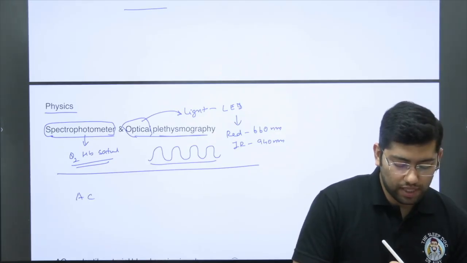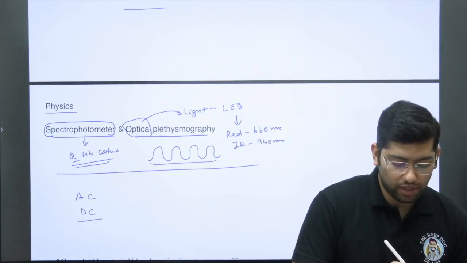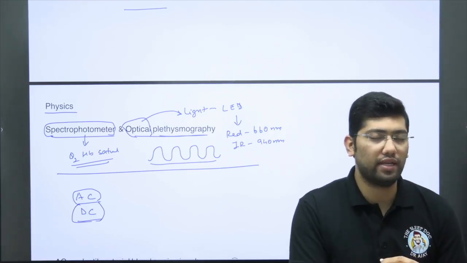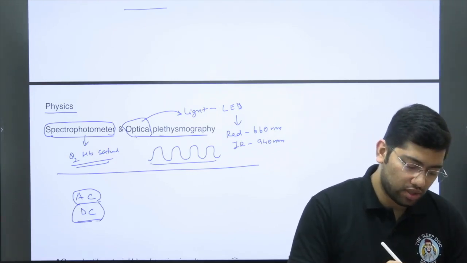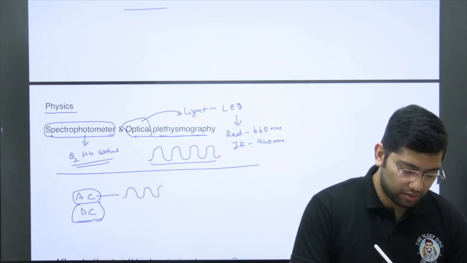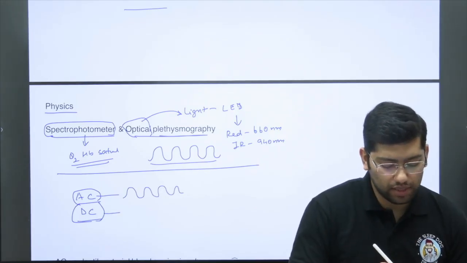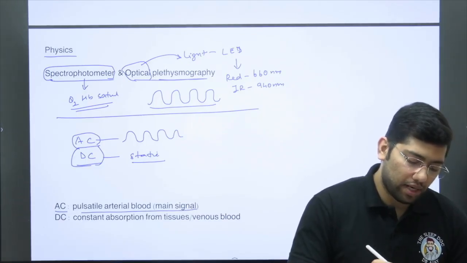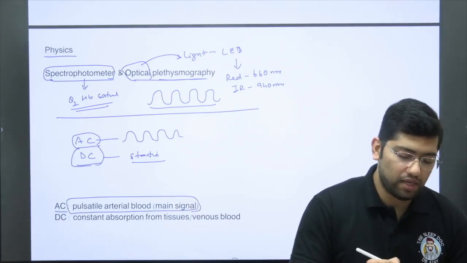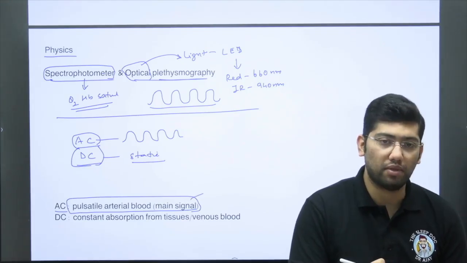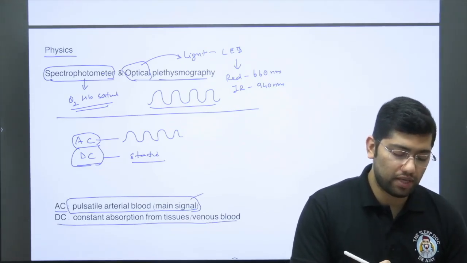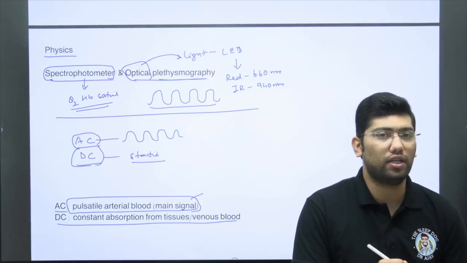We have something called the AC component and DC component. This was derived by analogy to alternating current and direct current. So this would be an alternating pattern and this would be a static component. Now, what does this mean? This AC is the pulsatile arterial blood which forms the main input signal for pulse oximeters, and the constant absorption from tissues or venous blood forms the static or the DC component.